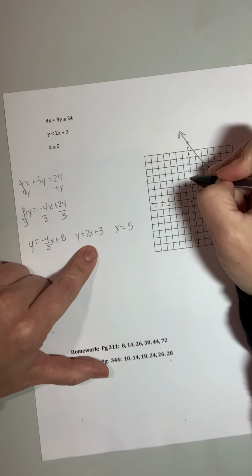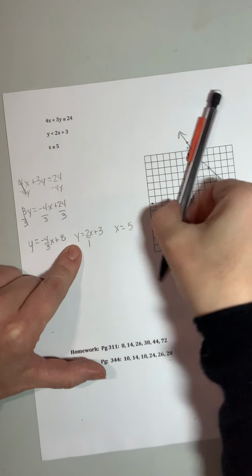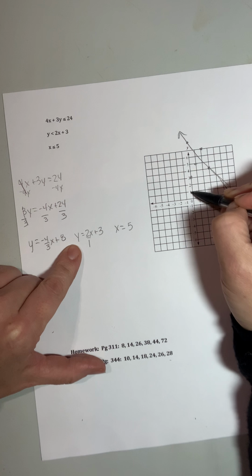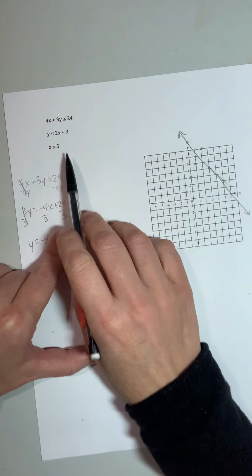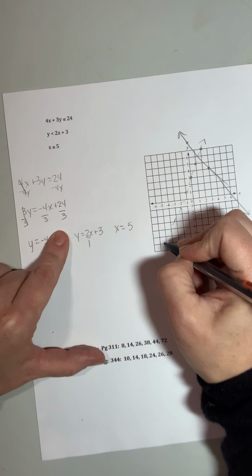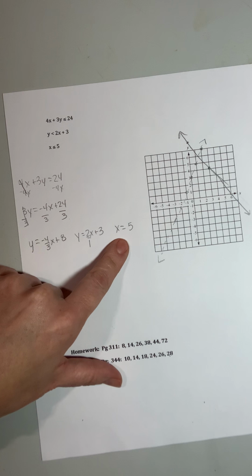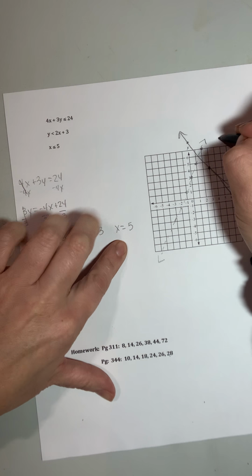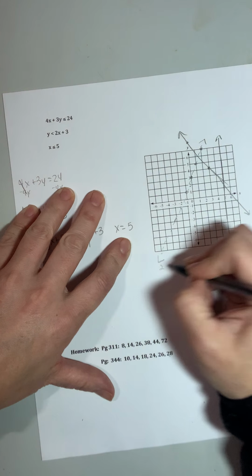Second one crosses at 3. It's a positive slope of 2 over 1, so it's going this direction. So up 2 over 1, up 2 over 1, down 2, down 2. And it is a dotted line. Okay. And then x equals 5. So on the x-axis, we cross the 5, and it's filled in. So this is 2, this is 3.